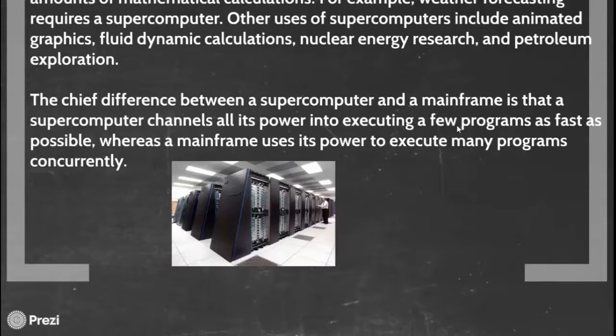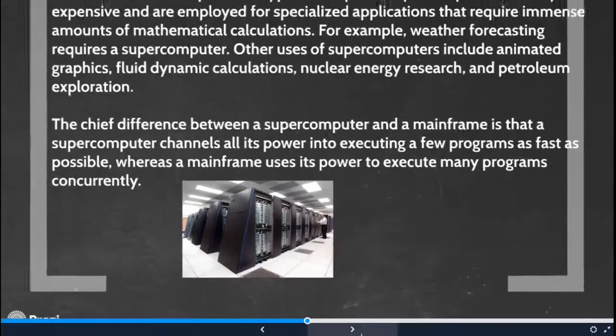Okay, so these are the computers that supercomputers are for. Whereas the mainframe uses its power to execute many programs concurrently, even if there are a lot of programs running and processed at the same time. The computers that are used to handle this kind of situation are called mainframe computers.